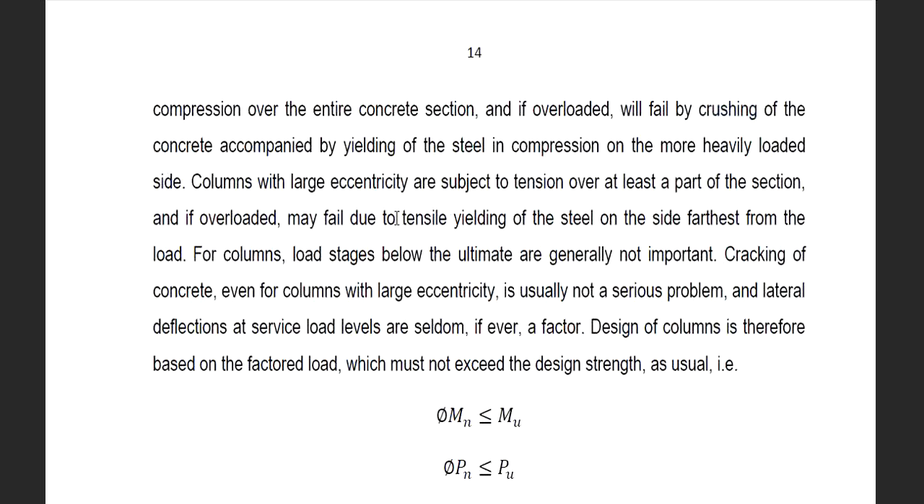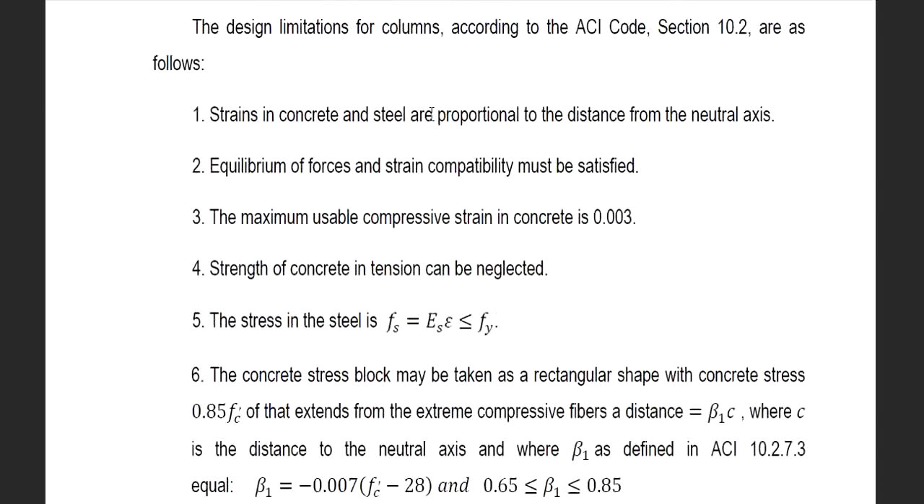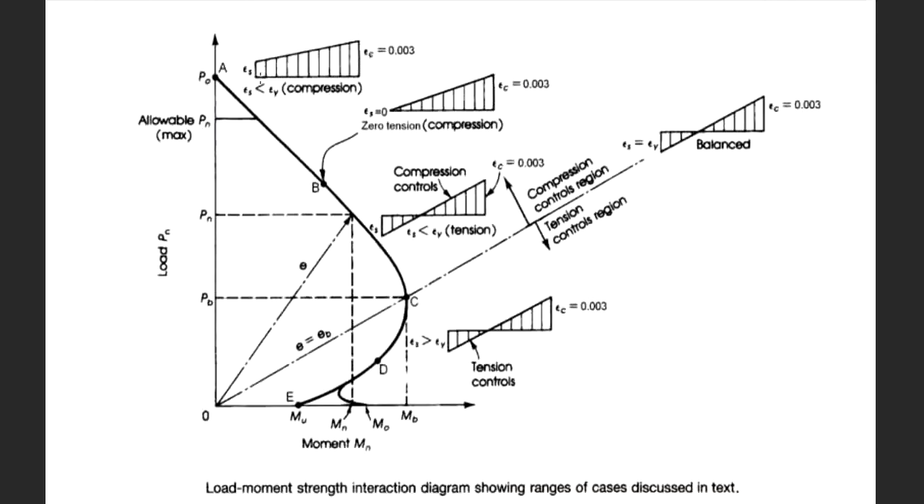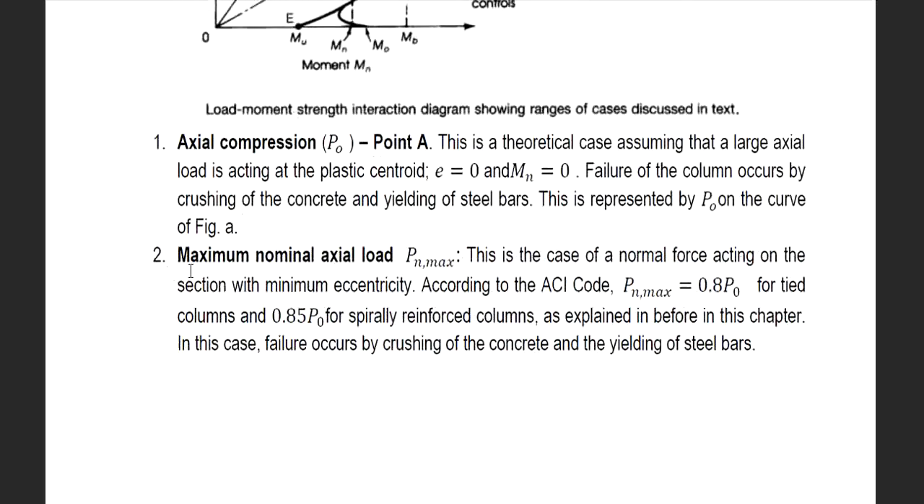Similarly, you can see here, if the column is subjected to tension, some part of column is subjected to tension, stresses in steel will be more than stresses in concrete. So same way we can think also. So whenever stresses in concrete is very much higher than stresses in steel, the failure is going to occur by this crushing. Okay, now here you can see second one, maximum nominal axial load, that is Pn maximum.